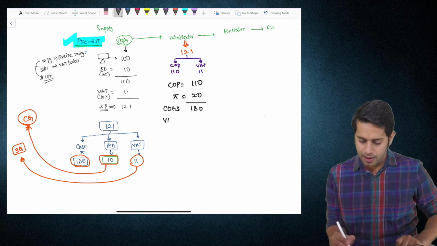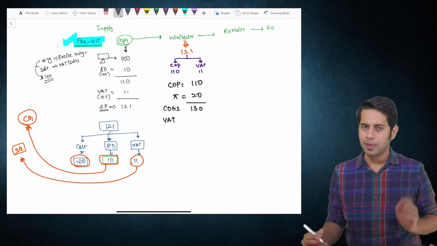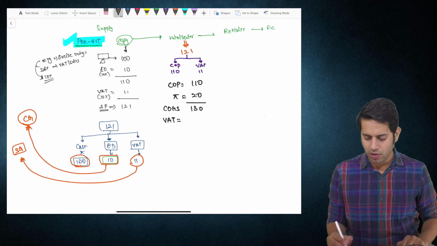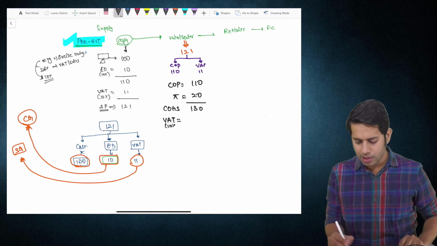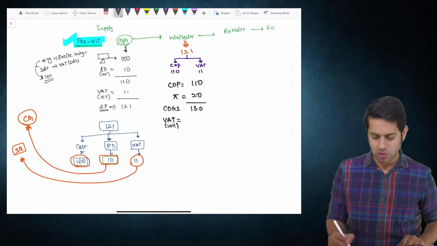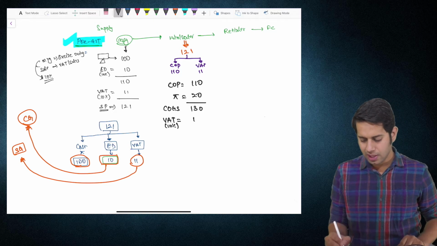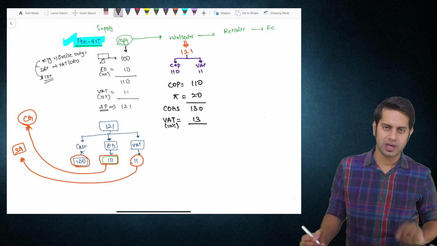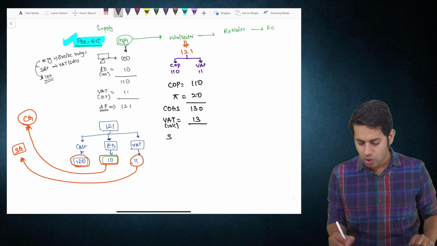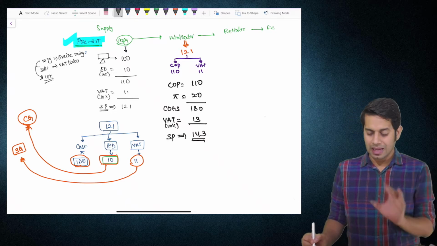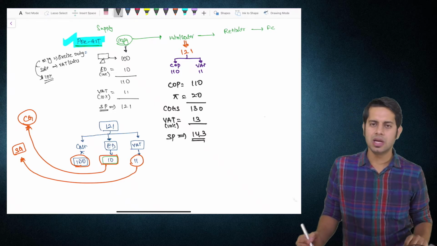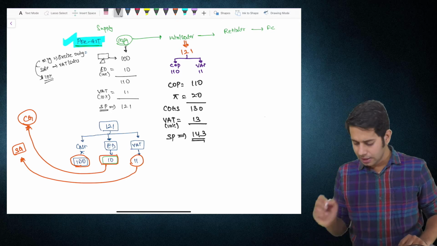On that, he has to sell this product. When he is selling this product, he will have to pay something to the government also. Yes, sir. He will have to pay VAT to the government. How much? 10% VAT he has to pay, sir. So how much is 10% of 130? Sir, 13 rupees VAT he has to pay. So his total selling price is how much? 143 rupees. Meaning this 143 is what this wholesaler is going to collect from the retailer.